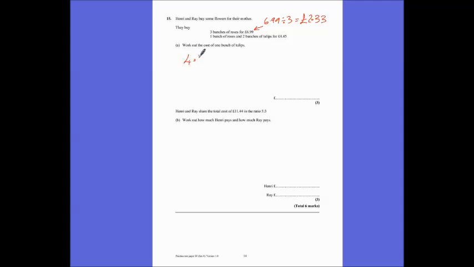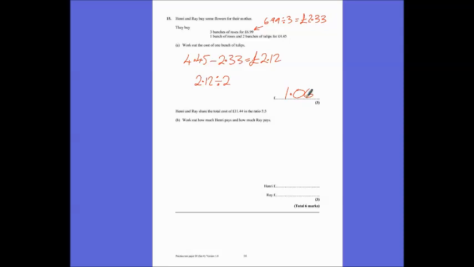So looking at the second lot, we've got £4.45. Take off the £2.33 for the bunch of roses, which is £2.12. Again, all this on a calculator. And then that is for the 2 bunches of tulips. So we do £2.12 divided by 2 to get 1 bunch, which is £1.06.